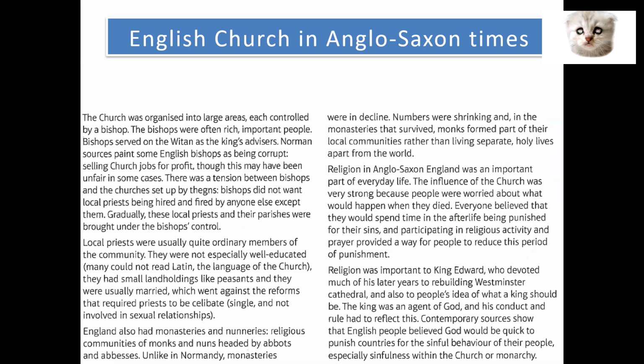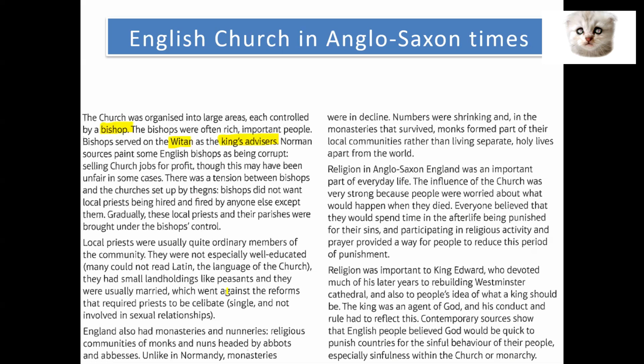These small local villages were then collected into large areas. These larger groups were controlled by bishops. Bishops, unlike the local priests, were rich local landowners. They served on the Witan as part of the king's advisors.